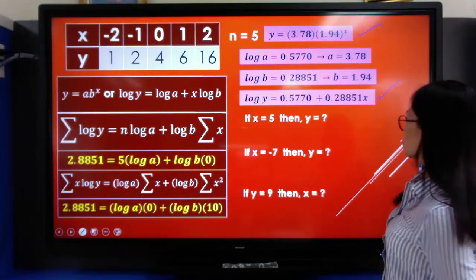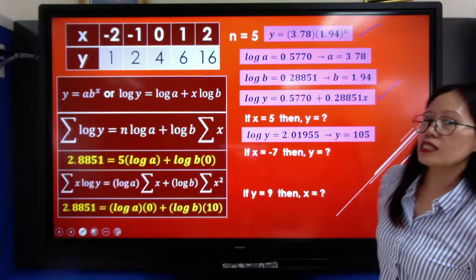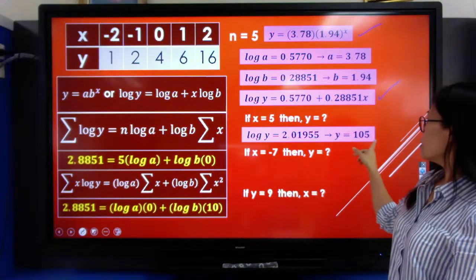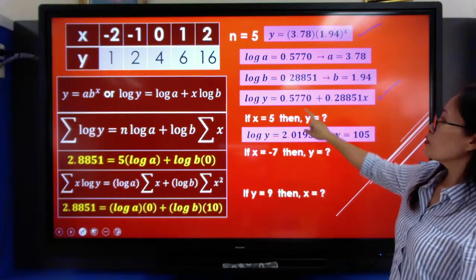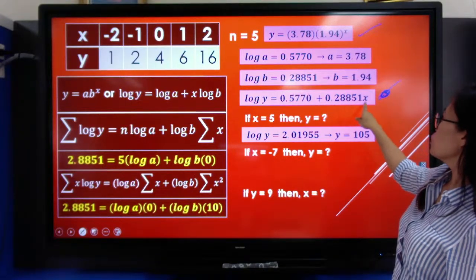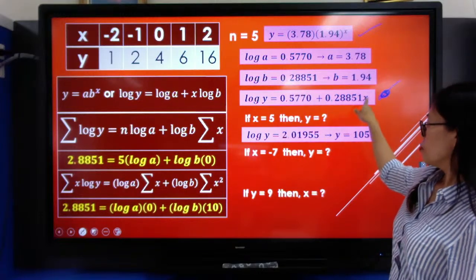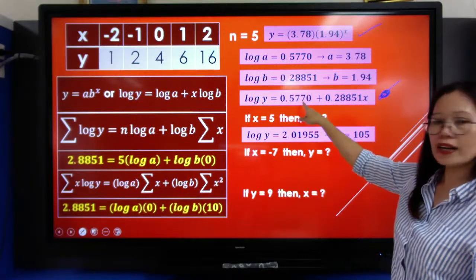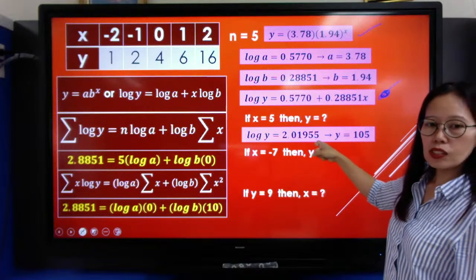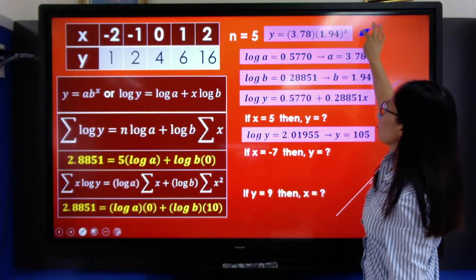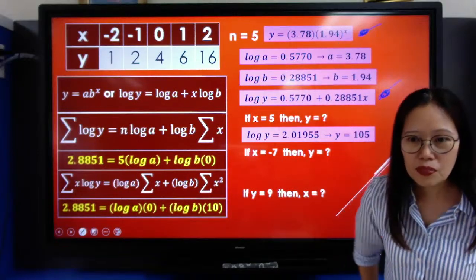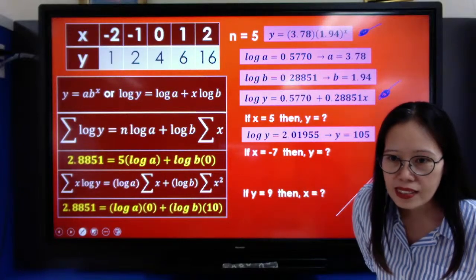If x is equal to 5, then y is 105. Did you get it correctly? Oh, okay, so 105. All you need to do is, if you want to use this one, replace x here with 5, right? Multiply this with 5 and then add 0.577. And you will get the answer already, yes. Okay. You can also use this, right? All you need to do is to put the x there, which is 5. Then you can compute for the value of y. Yes.